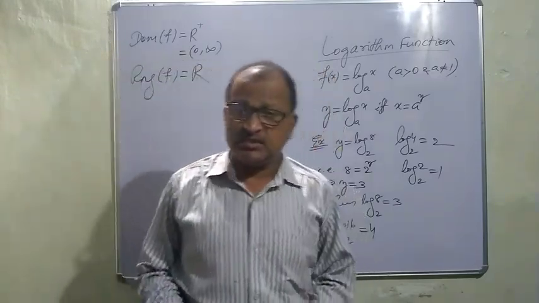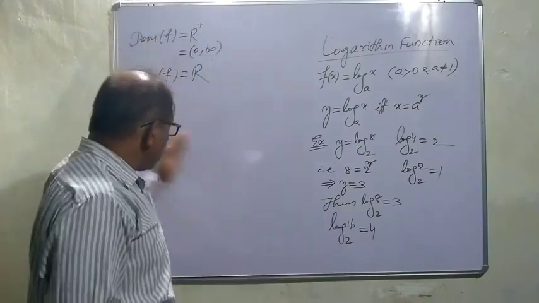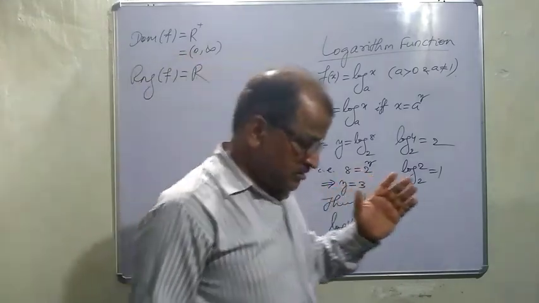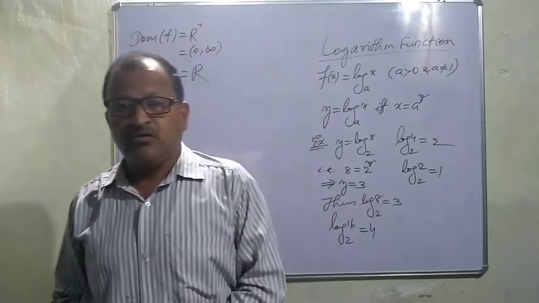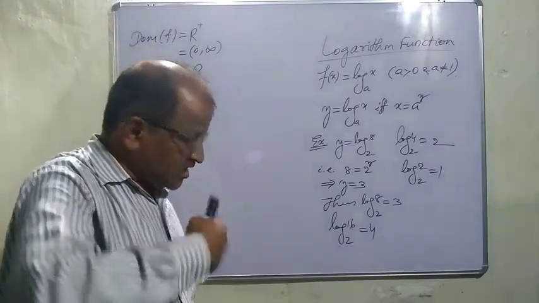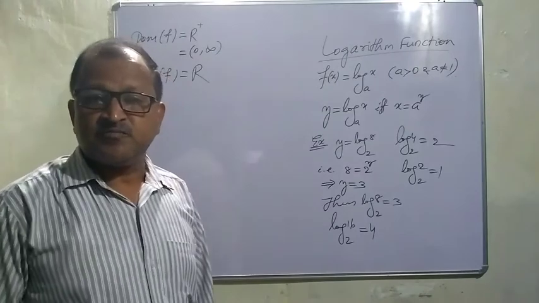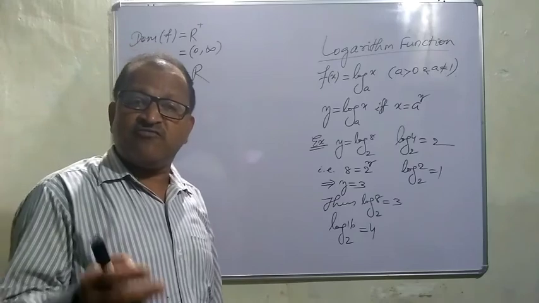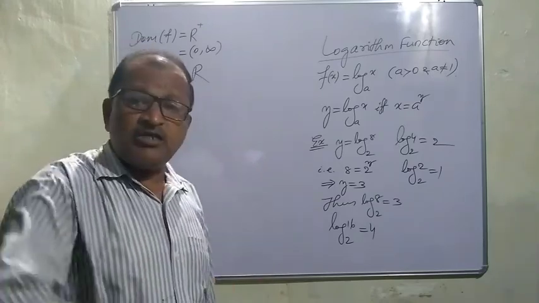In next class, we will draw the graph of logarithm functions, and discuss some properties of the logarithm function. Okay, now you may try the graph of the exponential function, see its nature for different values of a. I have taken a is equal to 2, you take a is equal to 3, 4, 5, 6 and see how it is increasing.